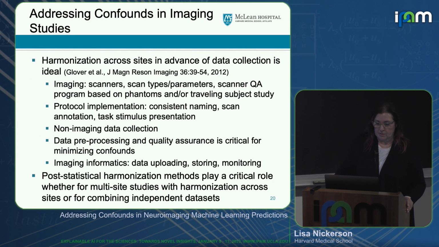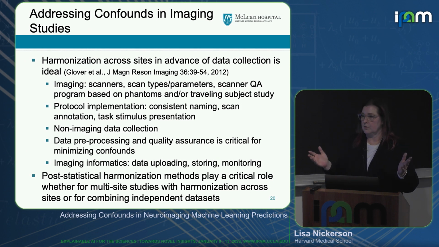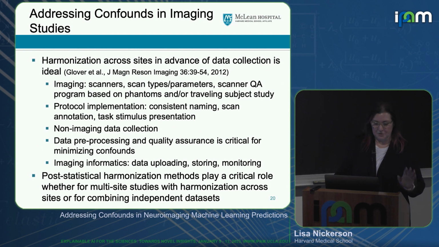Other things that you can harmonize are protocol implementation and non-imaging data collection. Finally, if you go to all this trouble to harmonize the scanners and the acquisitions, you should also harmonize the data pre-processing, importantly, and the quality assurance, and that's critical for minimizing confounds. You can introduce just as much variability across sites by using different pre-processing streams as you can by having different scanners, I think. I don't know that for sure, but probably.